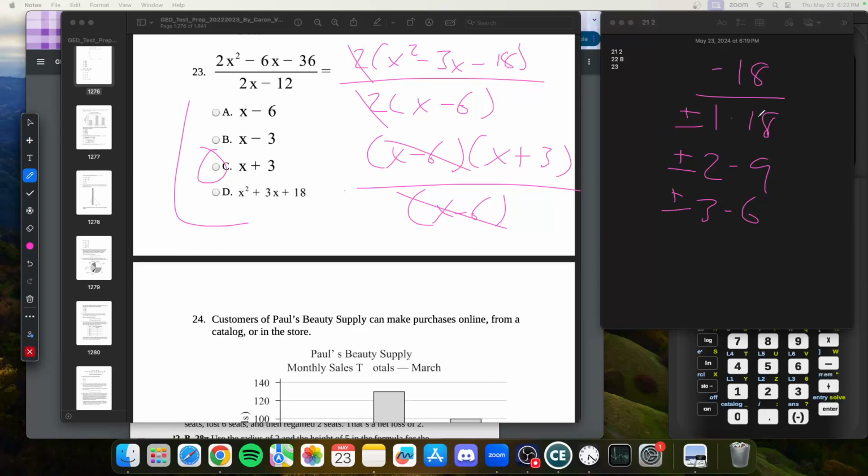Obviously 18 minus 1 doesn't work. 2 minus 3 doesn't work. 6 minus 3 is 3. You actually want 3 minus 6 to get negative 3. So that's why I have x minus 6 times x plus 3. Here, x times x is x squared. Negative 6 times 3 is negative 18. And then you have negative 6x plus 3x to get negative 3x.